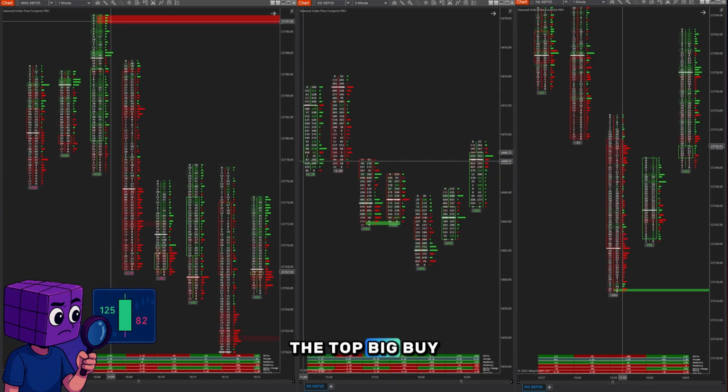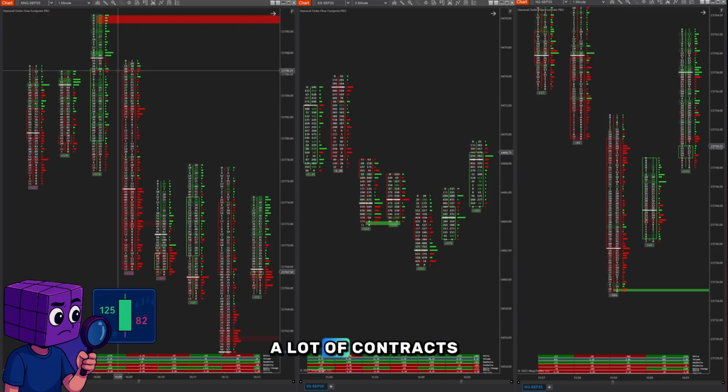When we see at the top big buy orders, but the price doesn't move, like here, we have a lot of contracts, but the price doesn't move up, it closes down. That means at that level there are a lot of pending or resting orders. So these buy orders were absorbed. We can see here an absorption.